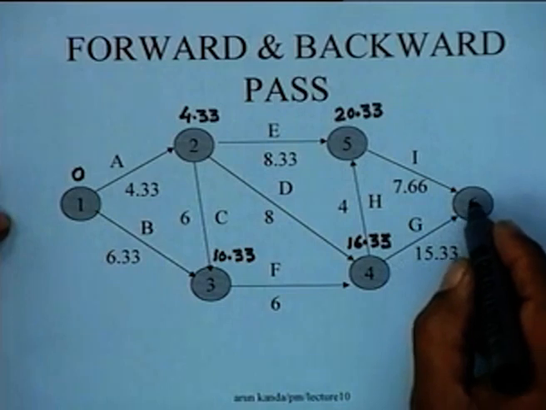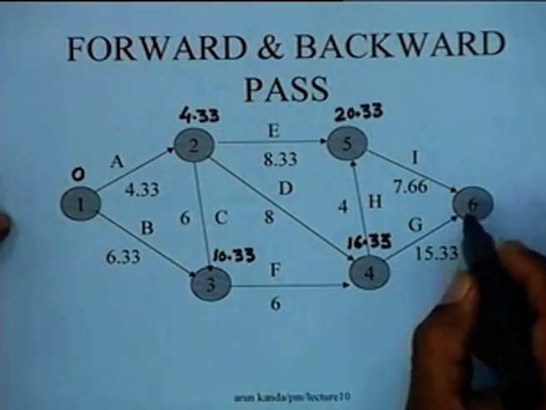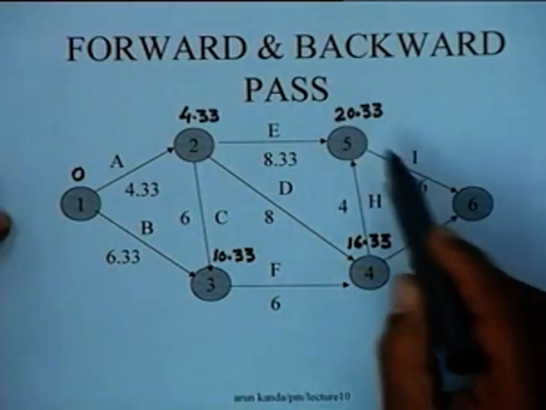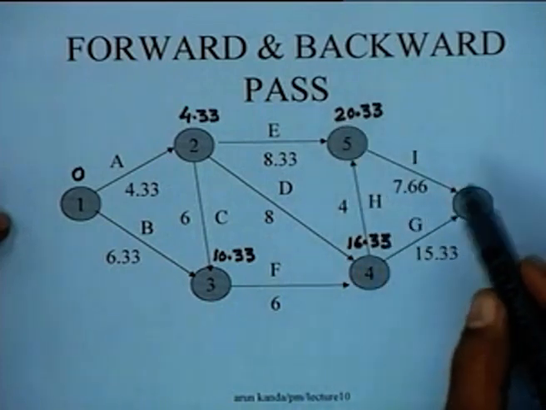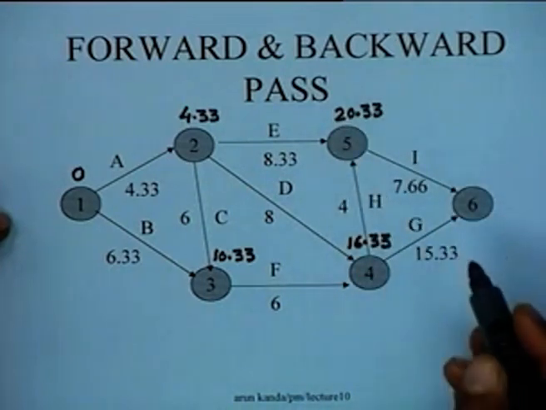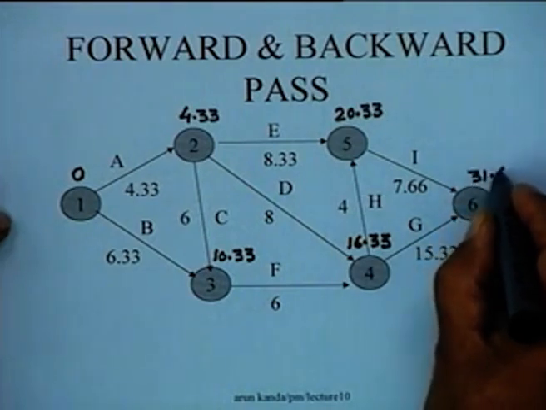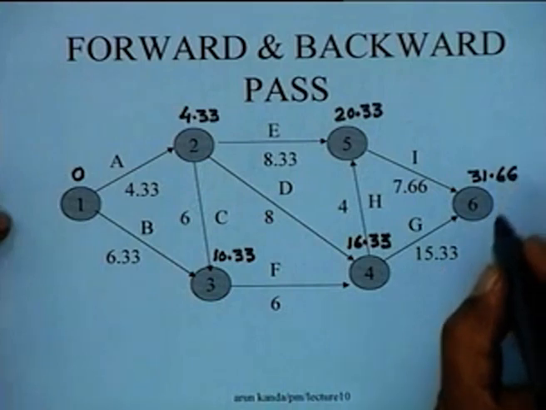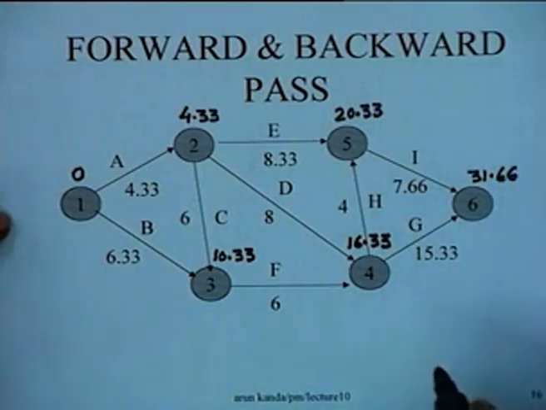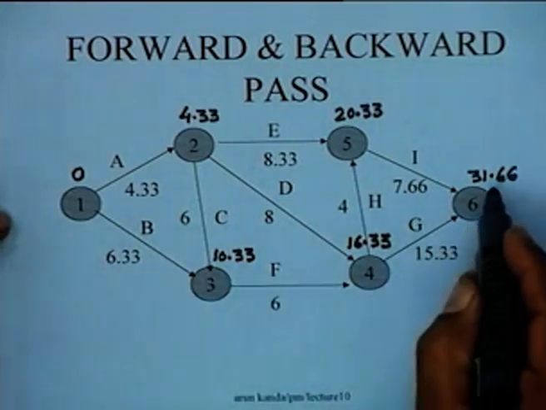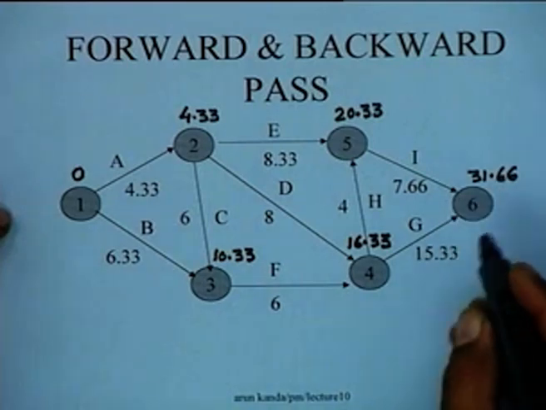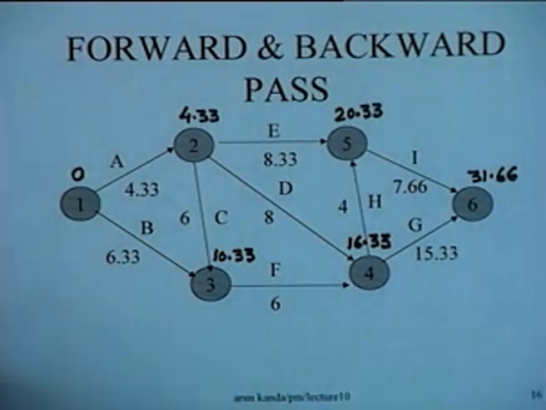Subsequently, when you come to node 6, the value you get from this side is something like 28, whereas if you go from here you would get a value of 31.66. So the project expected completion time is 31.66. That is one thing. And in fact we can do a backward pass also. So let us do a backward pass.